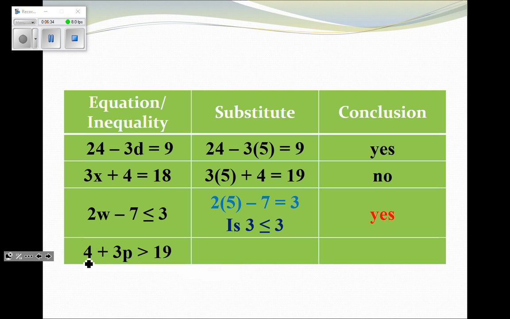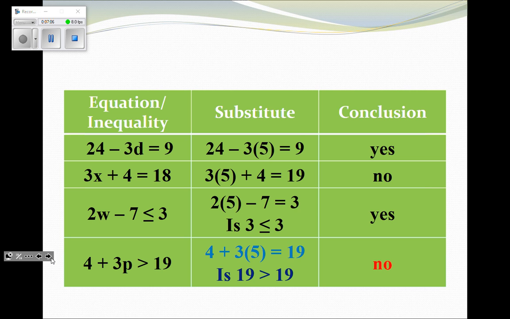All right, so the last one, 4 plus 3 times 5 is greater than 19. In this case, we have 3 times 5 is 15. 4 plus 15 is in fact 19. So we're going to end up with a situation where it's going to look like this. 19 is greater than 19. Because there is no equal sign underneath the inequality, we have to say that this is not a solution.